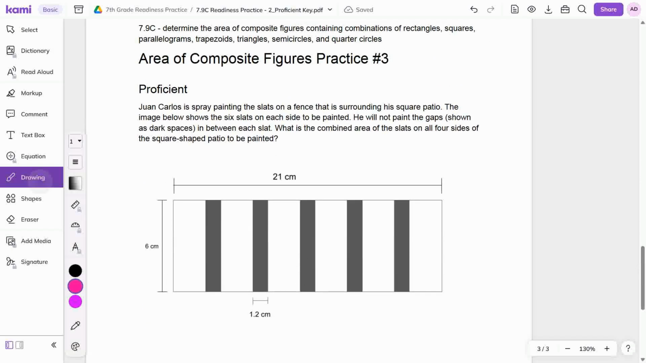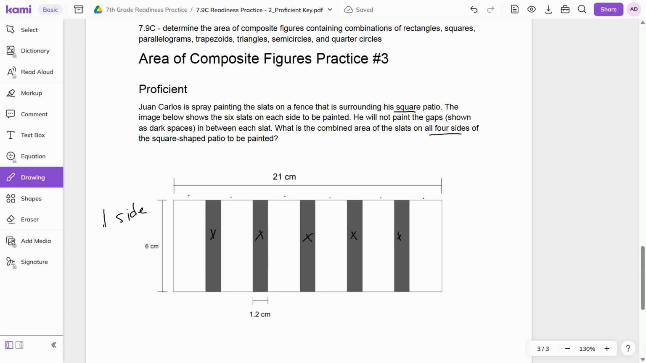And then for number 3, looks like we have a graph, but it's not really a graph. It's supposed to represent a fence, slats in a fence. There's 6 slats, 1, 2, 3, 4, 5, 6. It's the white spaces there. And we're not going to paint the gaps, so we're not painting this section right here. And this is one side of a fence in a square patio. What is the combined area of the slats on all 4 sides? All right, so this represents one side. So basically, we're going to figure out the area of this shape with those slats removed, and then we're going to multiply that by 4 because we need all 4 sides.